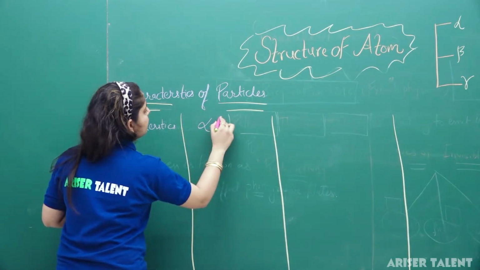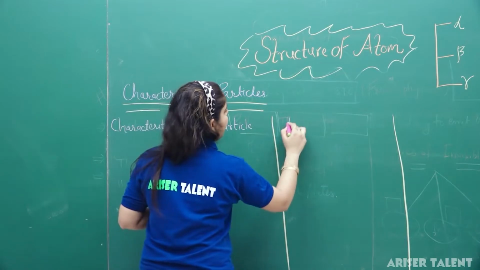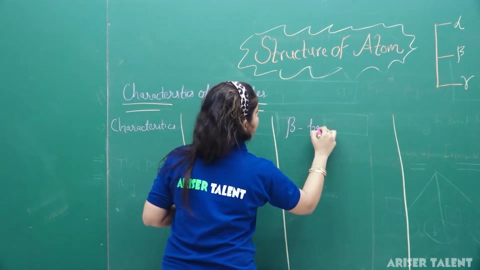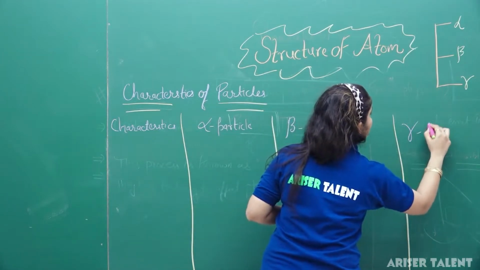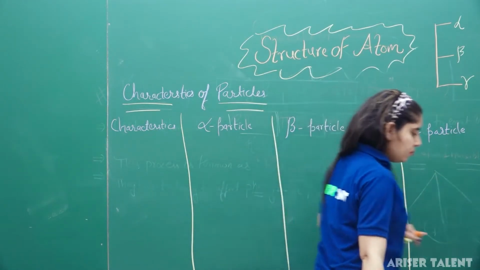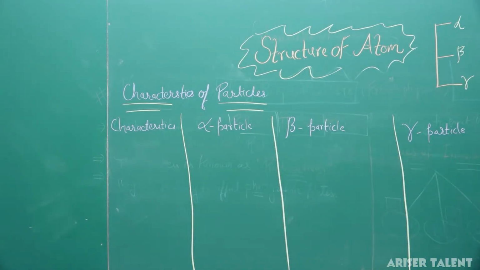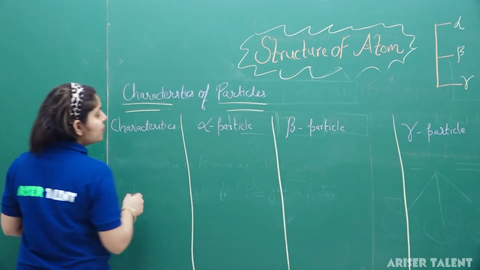Then we have alpha particle. Next we have beta particle, and the third particles are gamma particle. So now we will discuss the characteristics of these particles one by one.